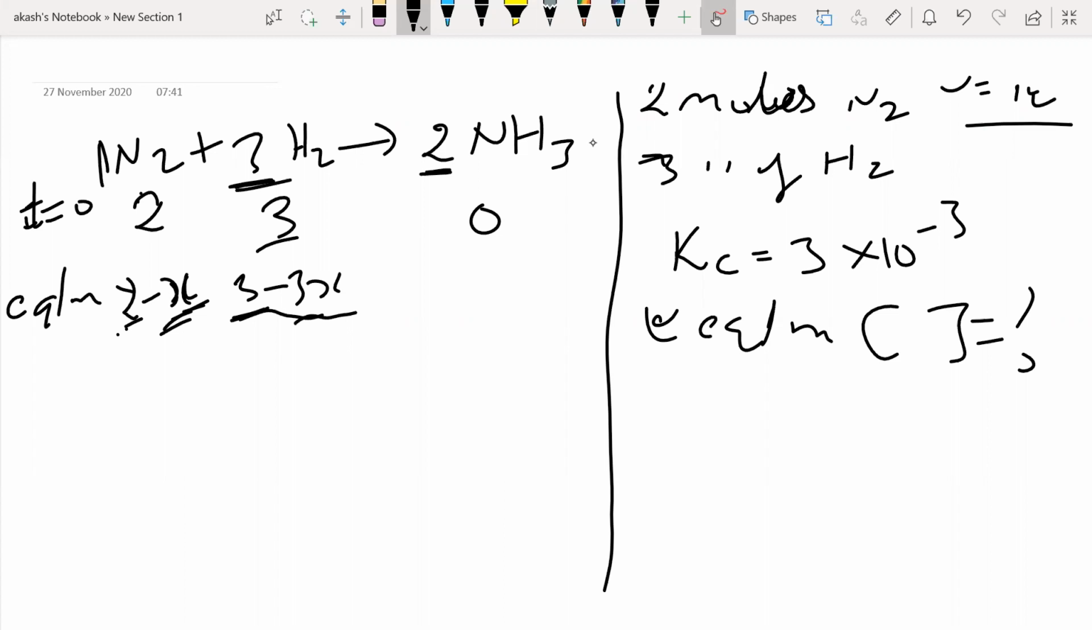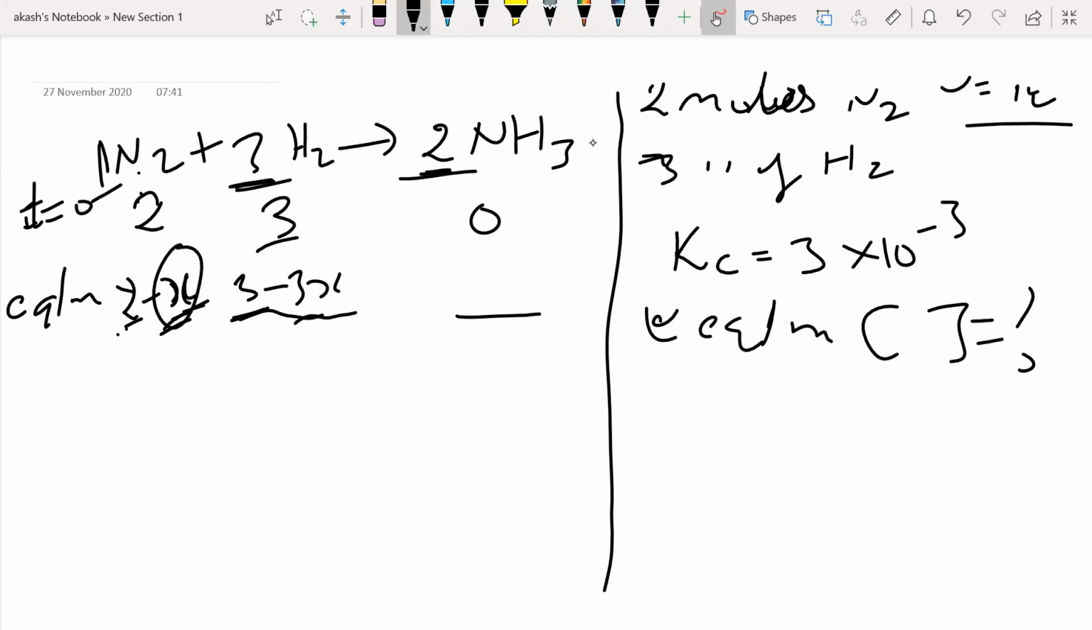For ammonia, what should come here? Same thing, right? I have 2x. That's it. Very simple. I have 1 mole of N2 giving 2 moles of ammonia.